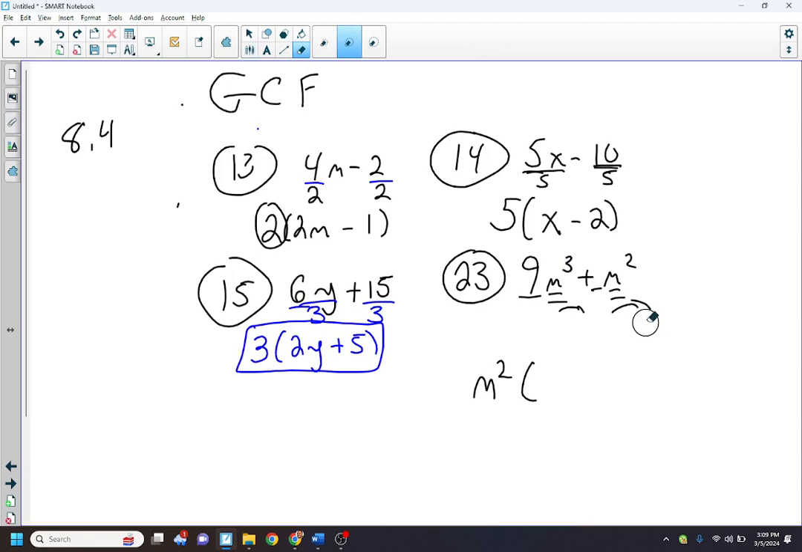Because m squared is what's in common, I'm going to divide both of these by m squared. In this case it's going to be 9m. And this one, because it completely cancels out, m squared over m squared, it's just going to be 1. So plus 1.